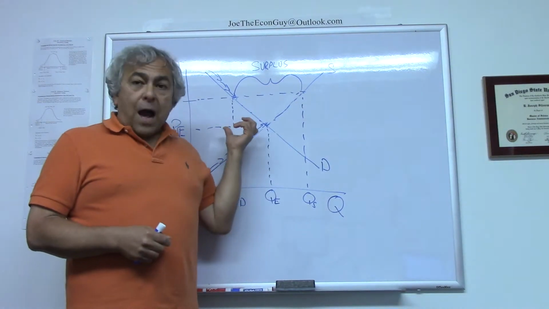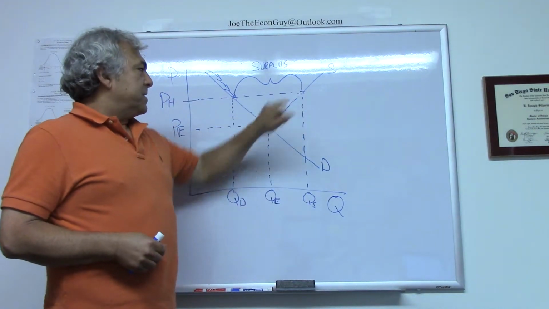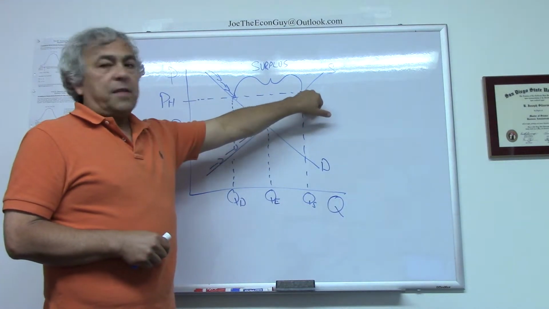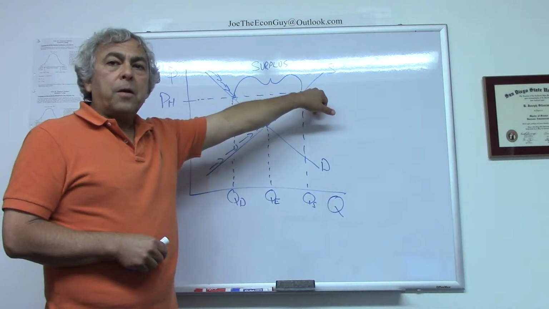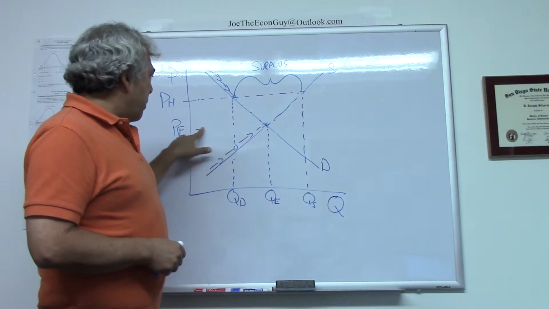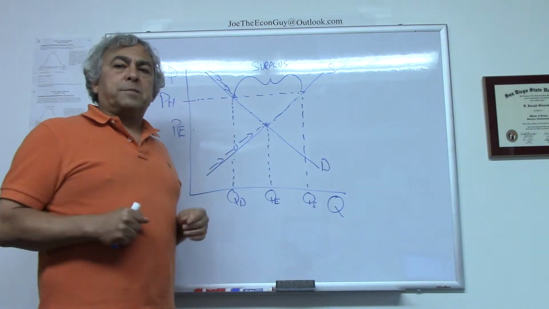If we're talking about the housing market, that could be a totally different story. You could have a surplus existing in the housing market for a long, long time. Why is that? Because some sellers have a price in their mind that maybe is way up here. They don't realize that in the market that price is too high, and it might take them a while to adjust their expectations.